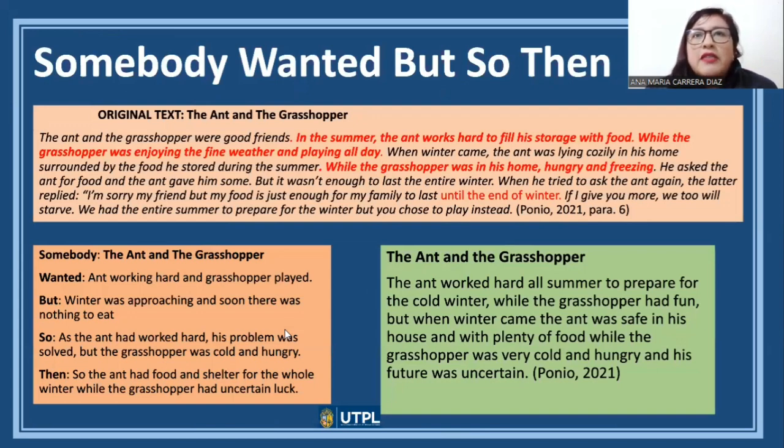Okay, I have an example. I have taken the same story by Johnny Bonnie. Since this strategy is very useful for summarizing stories, in the original text, I have underlined in red the main ideas, and I proceeded to answer the questions that correspond to the words somebody, wanted, but, so, and then. And with the answers, I put together my summary.